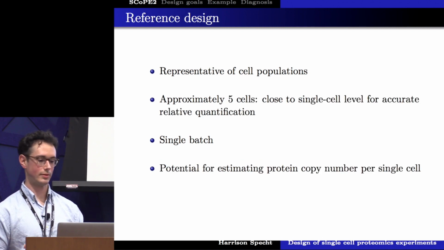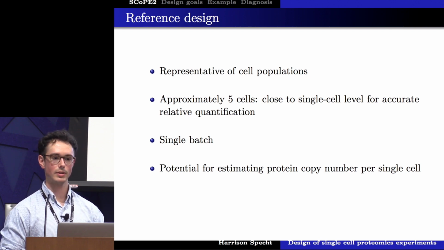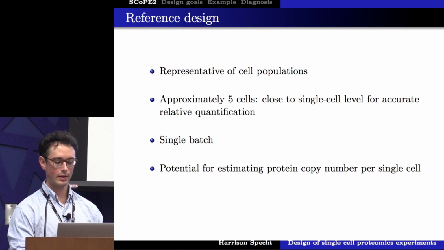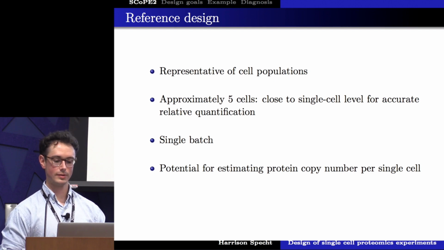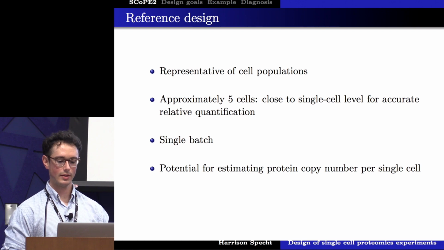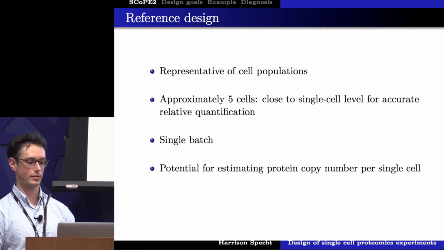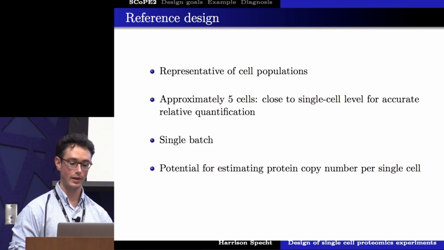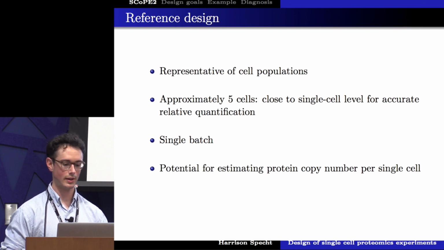So a little bit more about the reference design. This should be very similar to the cell populations you wish to quantify. It should contain approximately 5 cells, or a close enough number to the single cells that we have confidence that we were within a linear range of quantification when comparing the barcodes from the reference channel to the barcodes coming from our small samples or single cells. This, unlike the carrier, should definitely be prepared in a single batch.